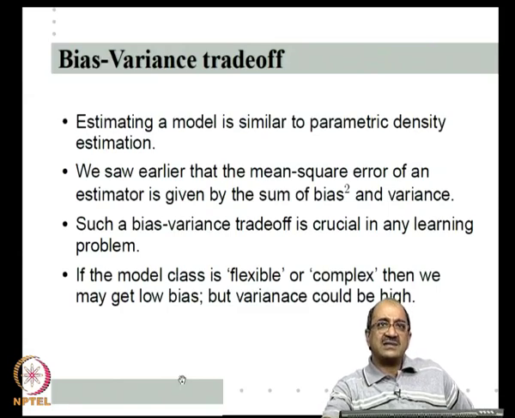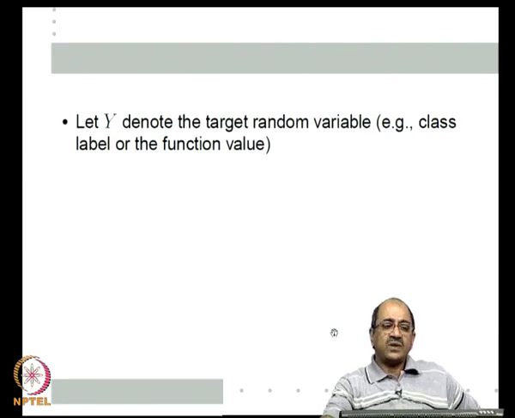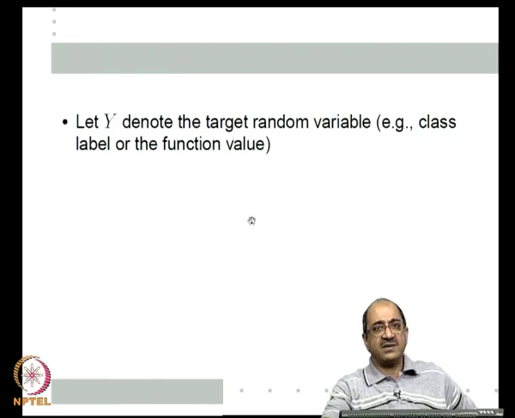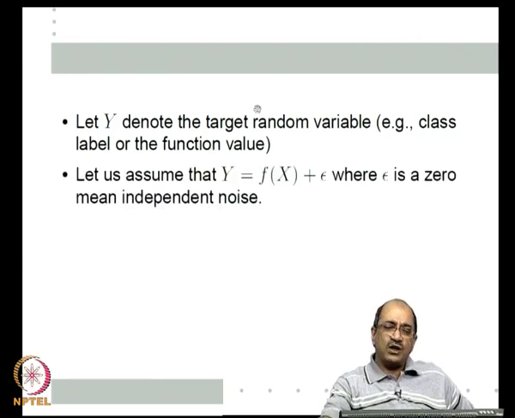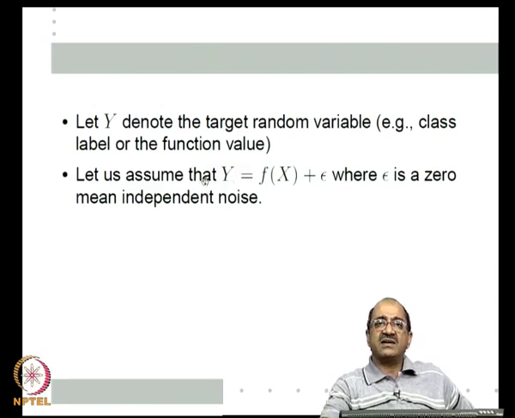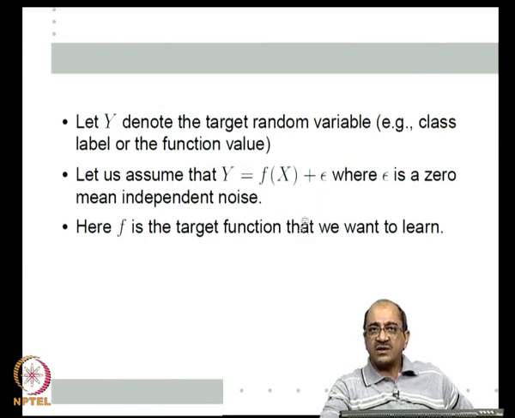So, let us look at this in a little more detail, what this bias-variance decomposition is. Once again, to keep things simple, we will look at it in a very simplistic scenario. Let us say y denotes the target random variable that you want to predict, the class label or the function value in a regression problem, and let us also assume that the relationship between the target and the feature vector x is y equal to f of x plus epsilon, where epsilon is zero mean independent noise, the simplest of problems. So, f is essentially the target function. I want to learn the target function f given training data which are x comma y, where y is f of x plus epsilon. Okay.